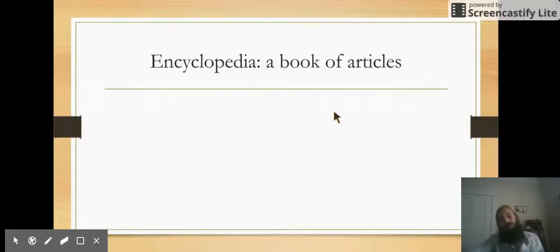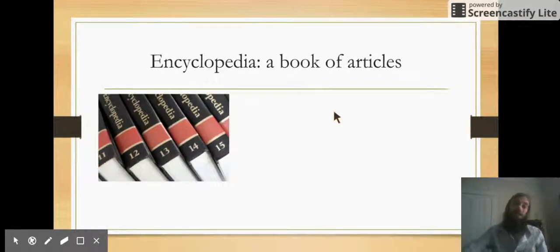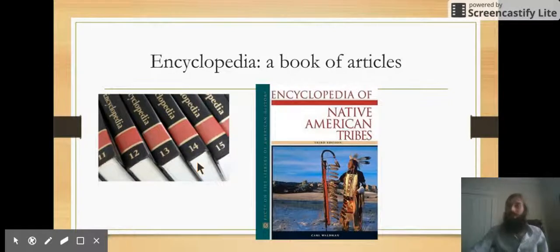The next word we're going to learn is encyclopedia. An encyclopedia is a book of articles. Encyclopedias have lots of information, and sometimes it doesn't all fit in one book, and encyclopedias are made up of many different books. It's a whole set of books. Sometimes you can find encyclopedias that have articles just on one subject. This is an encyclopedia of Native American tribes, so inside I'm going to find articles about different Native American tribes.